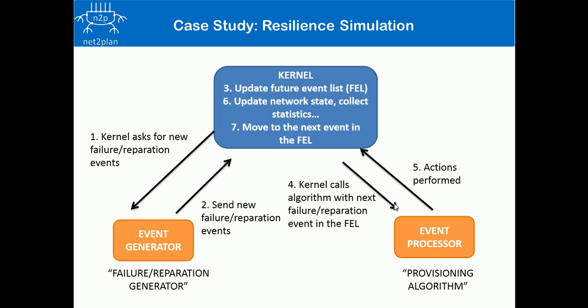Then, kernel will call the event processor, or the provisioning algorithm, with the next event on the future event list. Based on this event, the provisioning algorithm will perform some actions, and those actions will be returned to the kernel to be processed. Once processed, the kernel will update the network state and collect some statistics. Then it will move to the next event on the future event list and will call again the event processor, and the cycle will repeat itself.